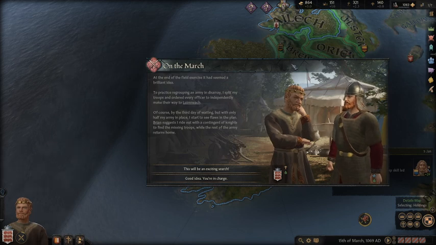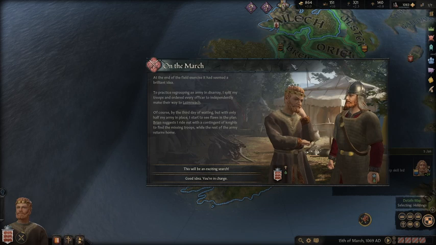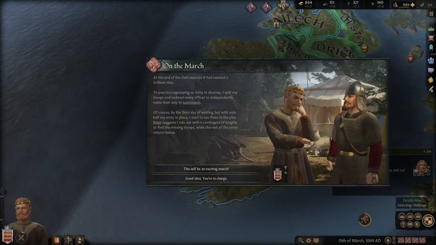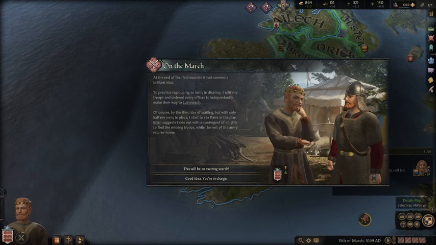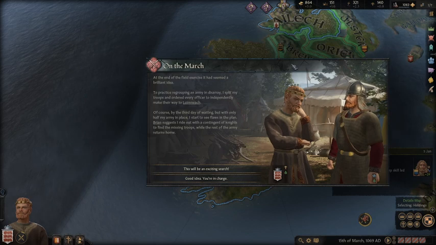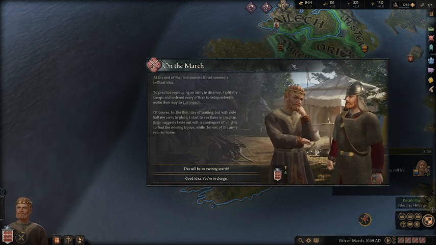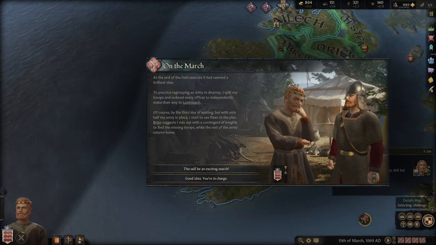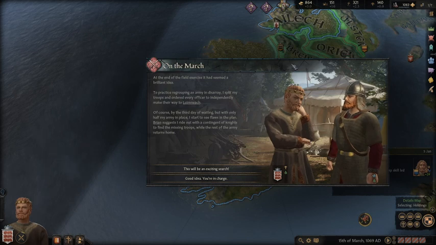The end of the field exercise, I had what seemed to be a brilliant idea, but to practice regrouping an army in disarray, I split my troops and ordered every army officer to independently make their way to Lunik. Of course, by the third day of waiting, with only half my army in place, I started to see flaws in the plan. Brian suggests I ride out with a contingent of knights to find the missing troops while the rest of the army returns home.